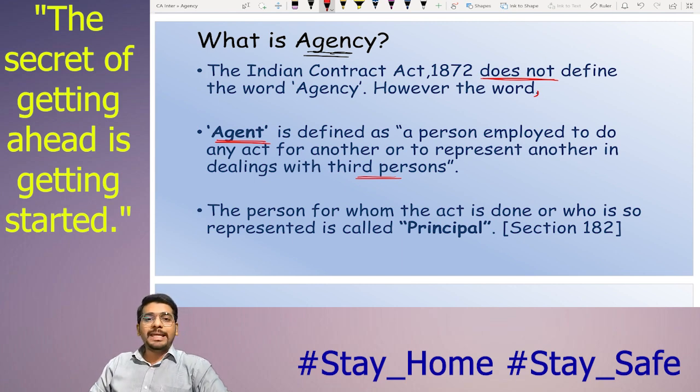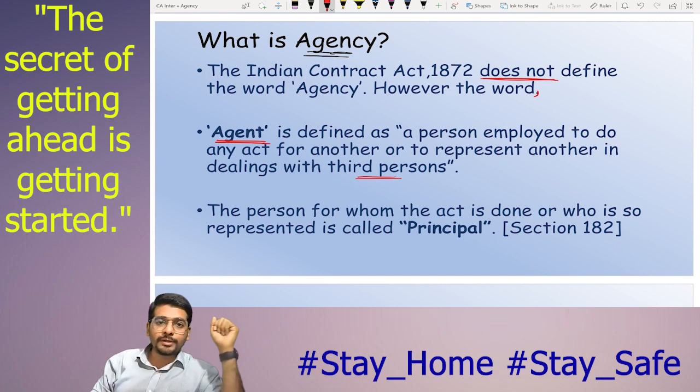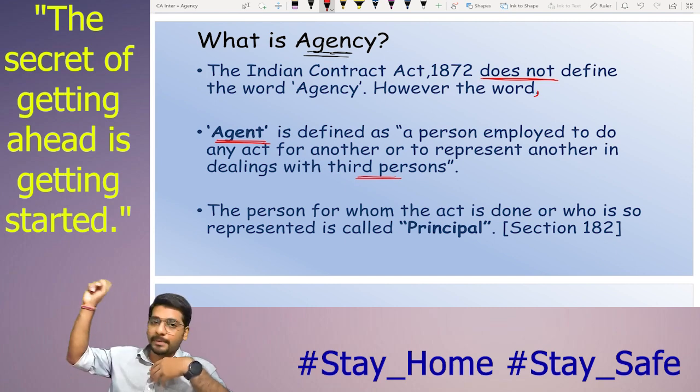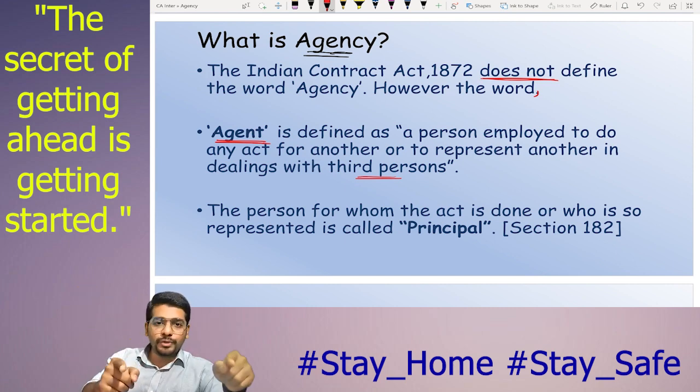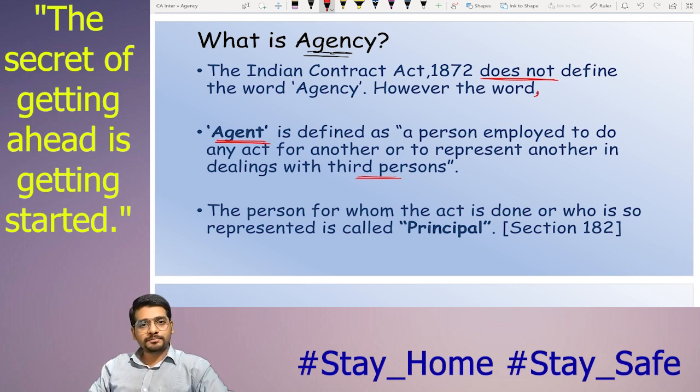Who am I? I am the agent. I am the agent who has been appointed by the classes ABC. Those classes are my principal and I am their agent, and you are the third party. I am representing the principal in front of you. That is the third party.